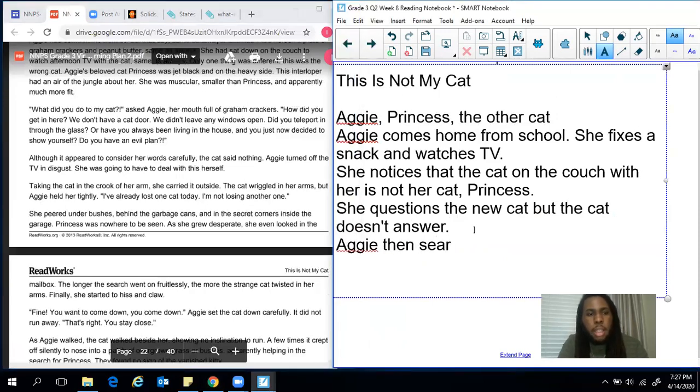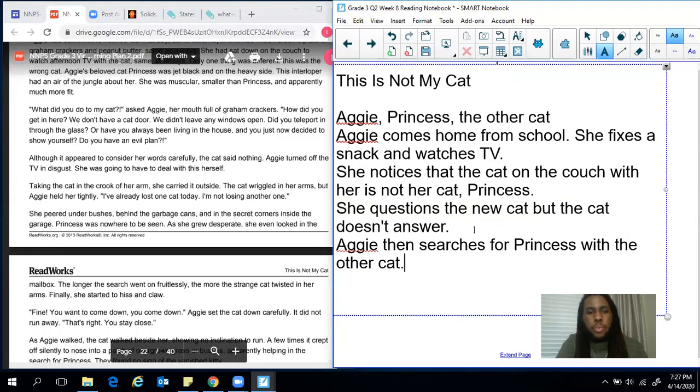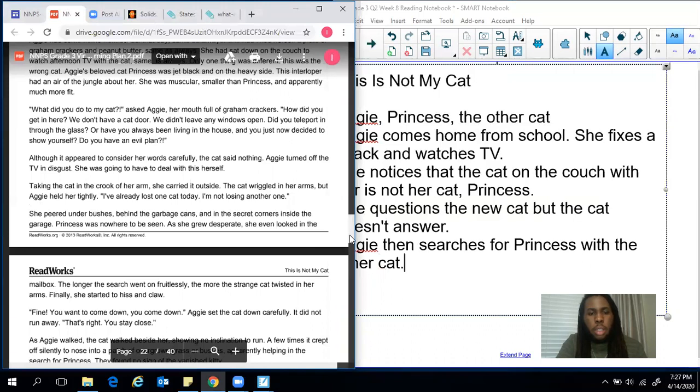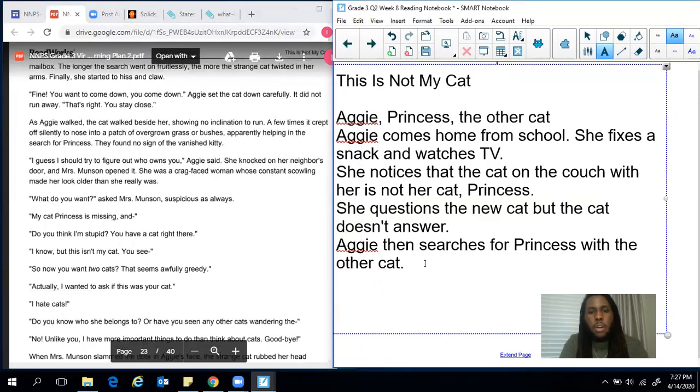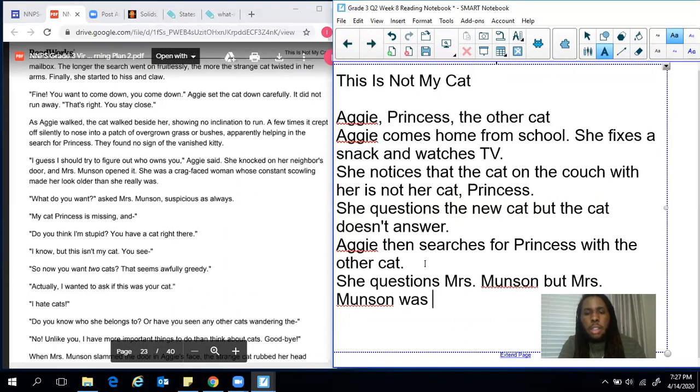Aggie then searches for Princess. That's what I write here. Aggie then searches for Princess with the other cat. You remember the name of the first neighbor she questions? She questions Mrs. Munson, but Mrs. Munson was very mean and offered no help. Then what happened?